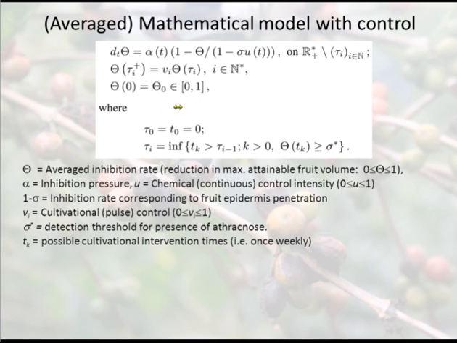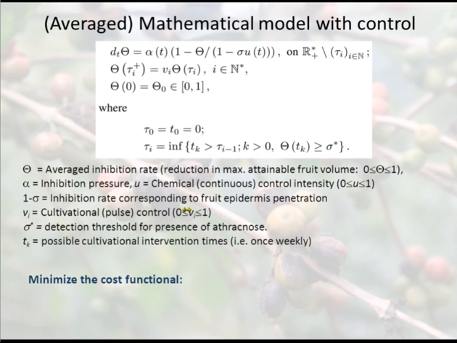So just to remind you, discrete intervention is expressed by V less than 1, and full chemical control occurs when U is equal to 1. So U equals 0 means no chemical control.